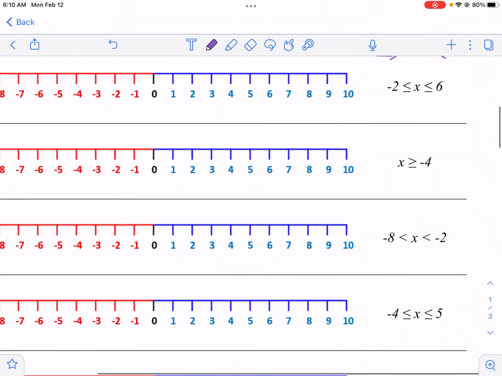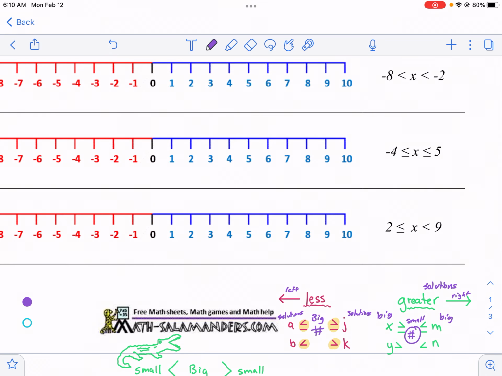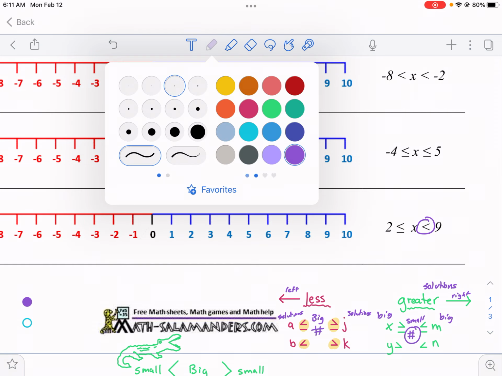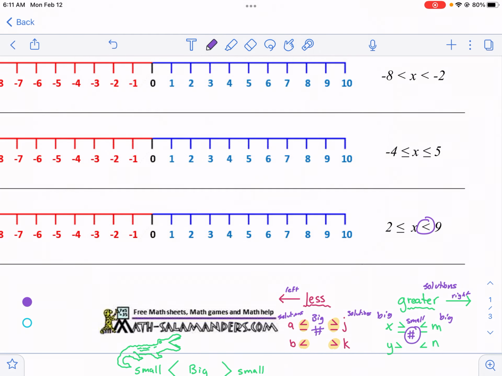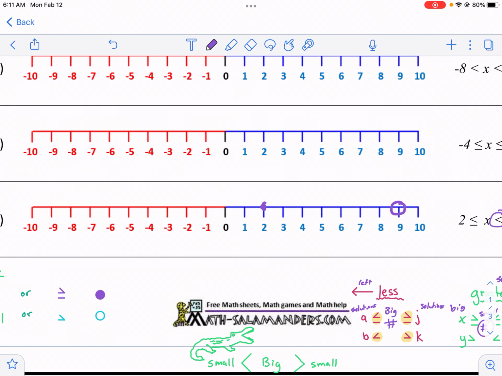So I'm going to look for number 8. So number 8, this will be our last one. I'm going to find 9 on the number line, okay? And notice how it's a less than, so I'm just going to make an open circle. And then, that's kind of a bad open circle. Let me make it a little bit bigger. All right. So 9 is an open circle, and then I'm going to go to 2, and this one's going to be a closed circle, okay, because 2 can be included.